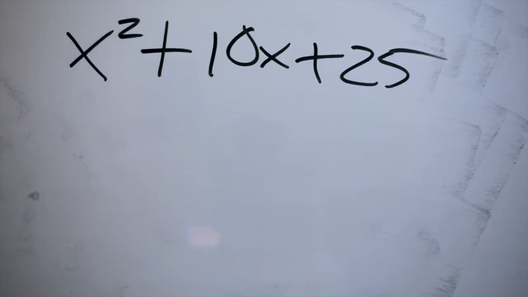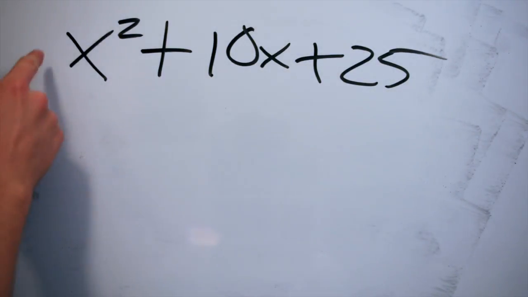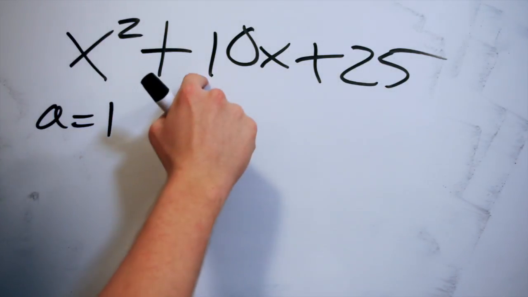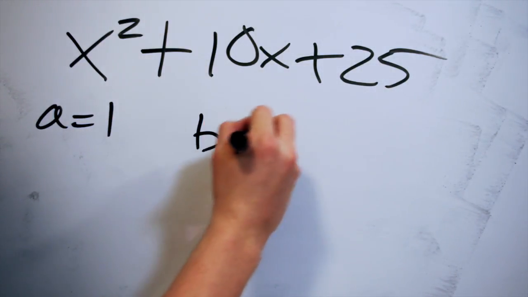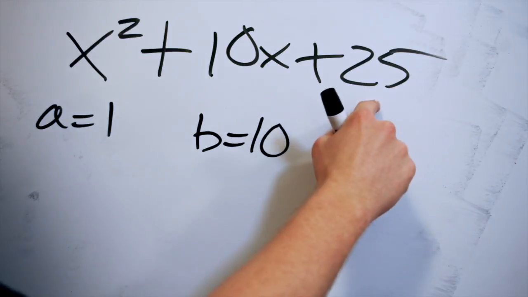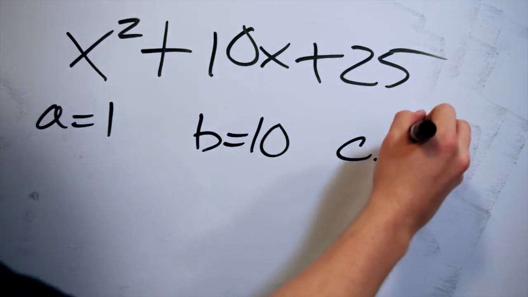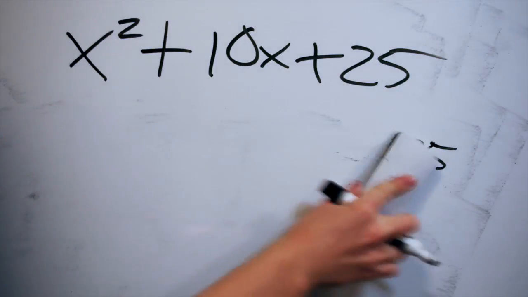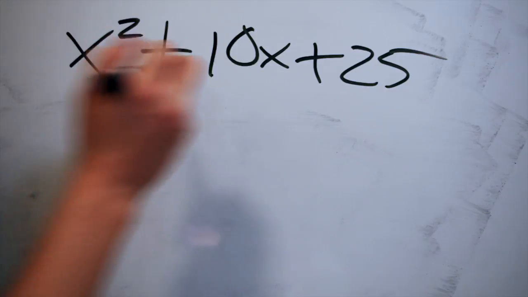So here we have x squared plus 10x plus 25. So yeah, here's our quadratic equation. a equals 1, our b term is going to be 10, and our c will be 25. And we don't really have much use for that right now anymore, so we're just going to erase that. That was just to show you what the a, b, and c were.